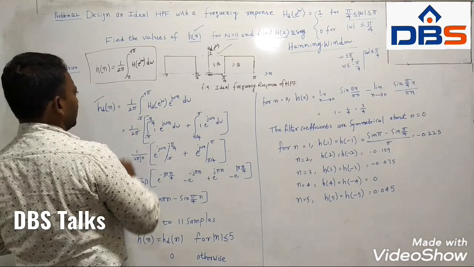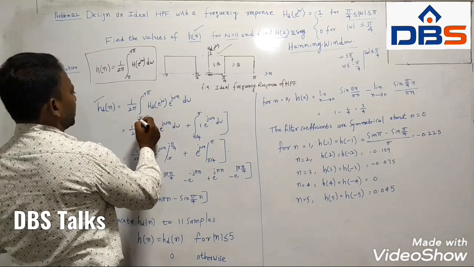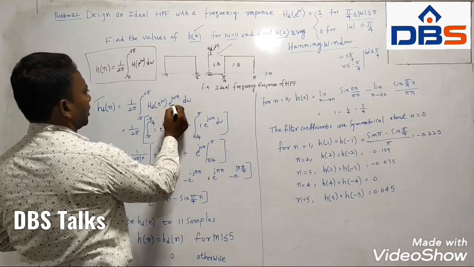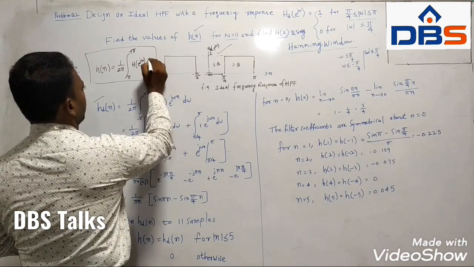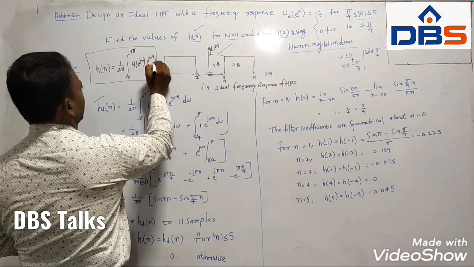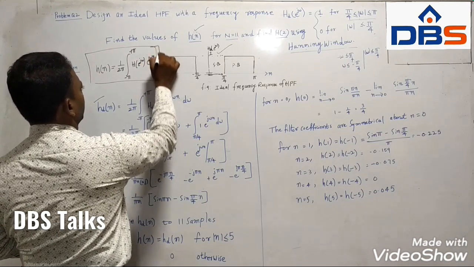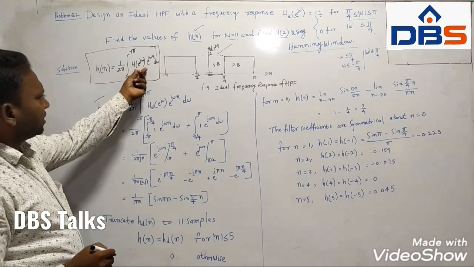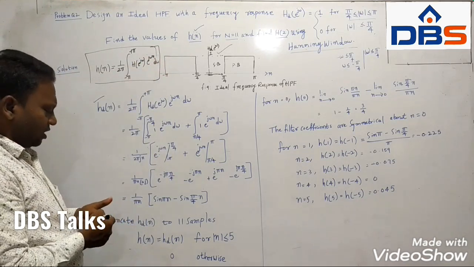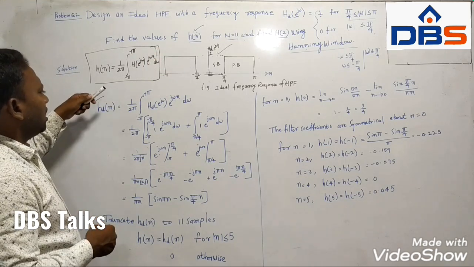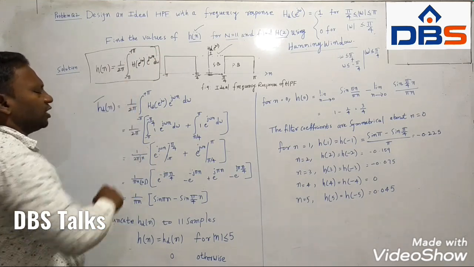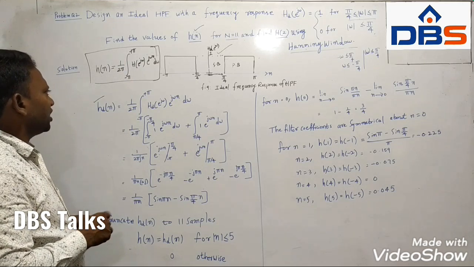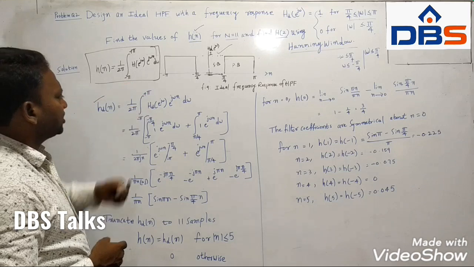Now hd of n is 1 by 2 pi integral from minus pi to plus pi of hd of e power j omega into e power j omega n d omega. Because that function is multiplied by that exponential. Therefore, this is the formula to find out the impulse response, or inverse Fourier transform, of a given frequency response.